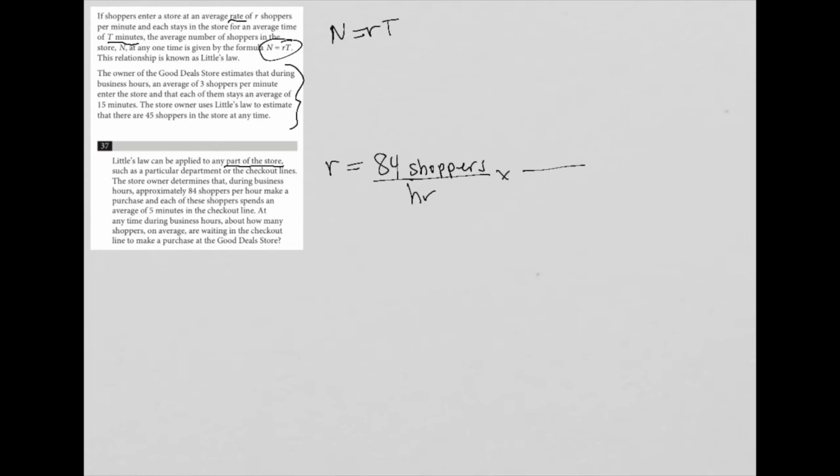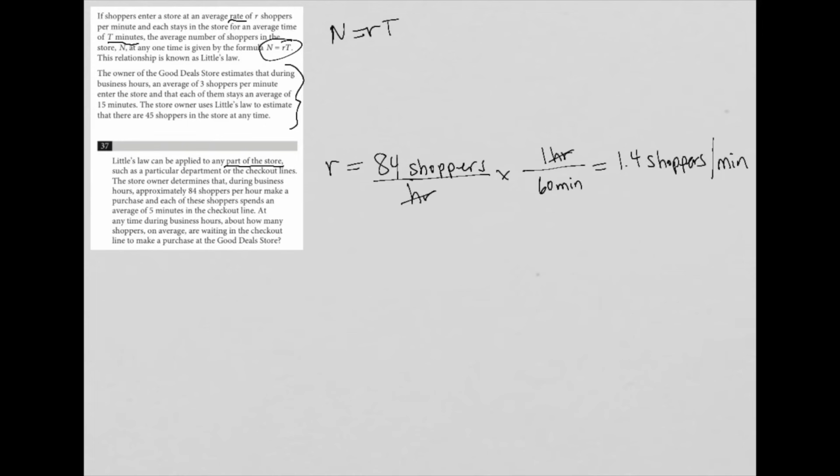So I'm going to multiply that by a conversion factor between hours and minutes. I know that 1 hour is equal to 60 minutes. I put 1 hour on top versus bottom because I want these to cross cancel. I want them to be diagonal. So then when I divide 84 by 60 in my calculator, I get that this is 1.4 shoppers per minute. So there's my R value.